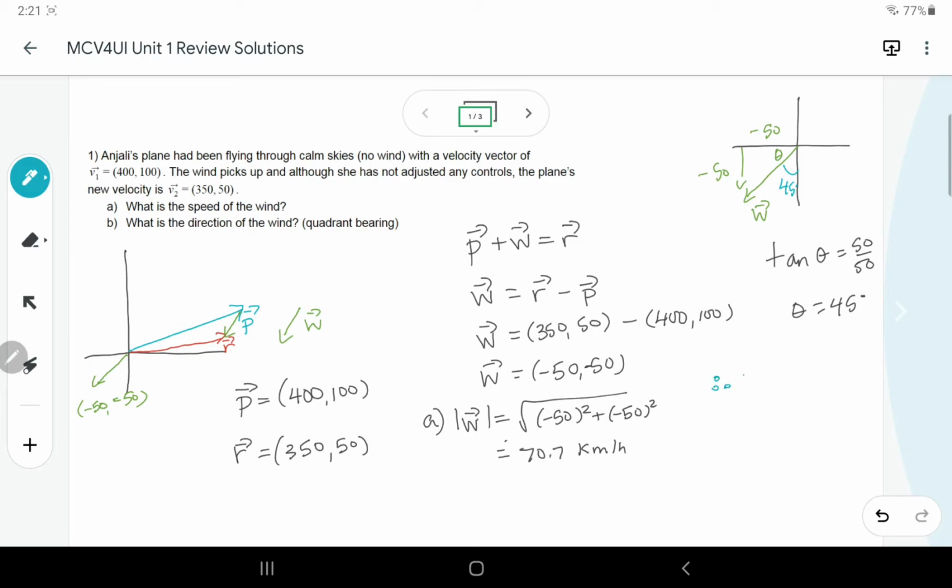So I could say, therefore, the wind velocity is 70.7 kilometers per hour, and that's in the direction of south 45 degrees west, or a directly southwest wind.